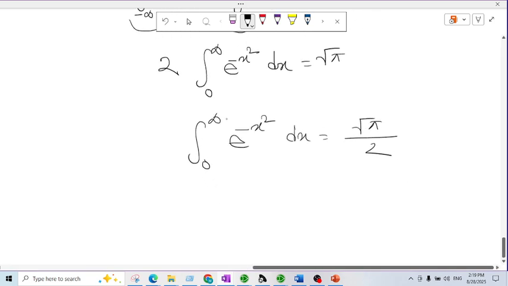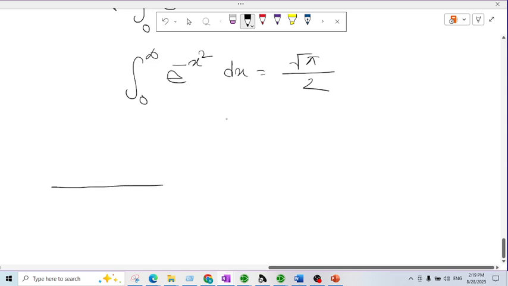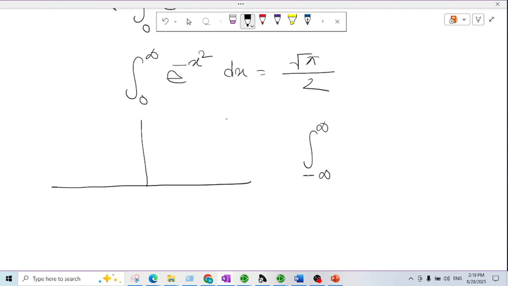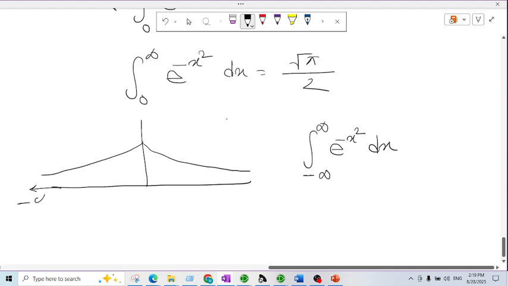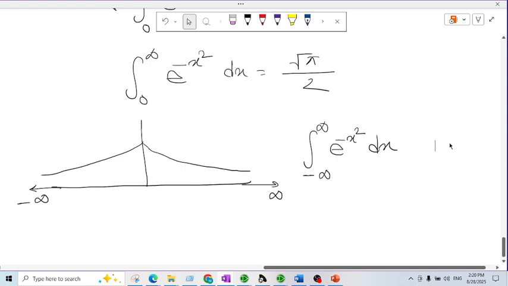I think I have taught you that in a complex way. Let me summarize this and you will understand it. We have found minus infinity to plus infinity e to the power minus x square dx, and the graph looks like this. Integration means finding the area. That means we have to find the area from minus infinity to plus infinity. So we have to find this area, and also this area.